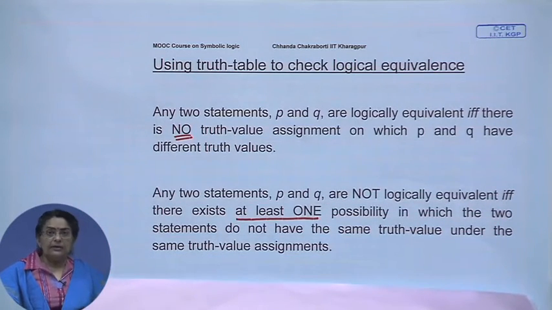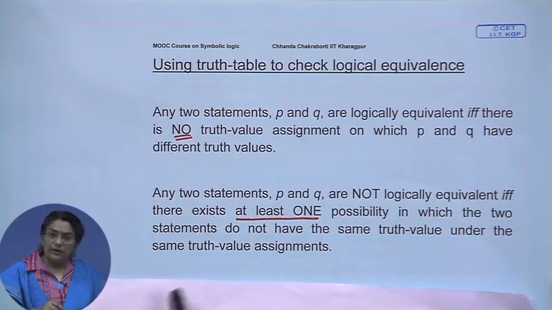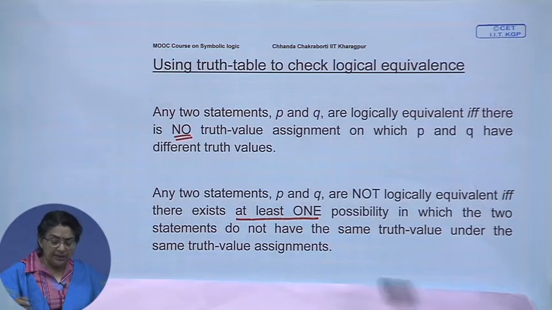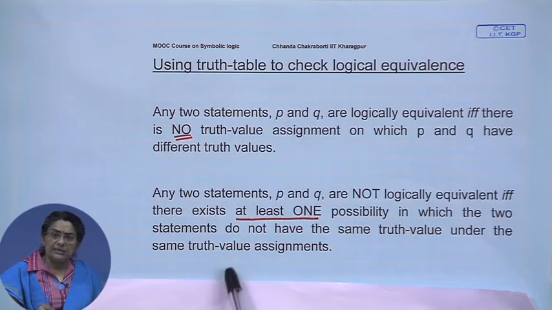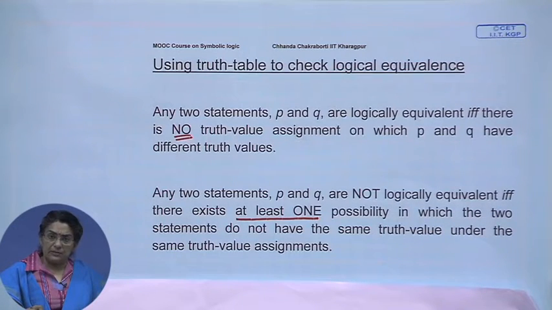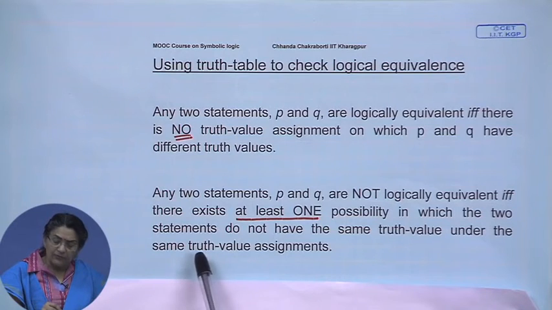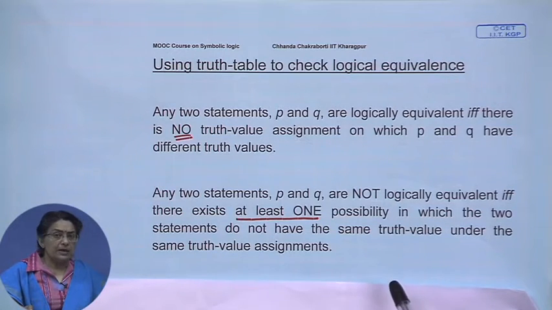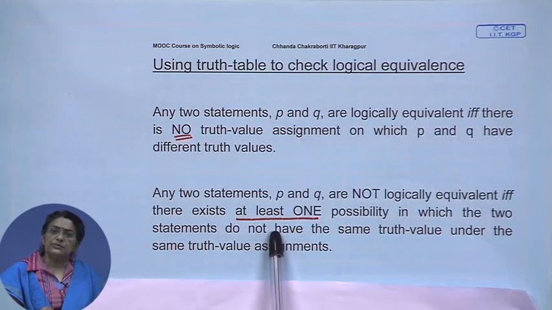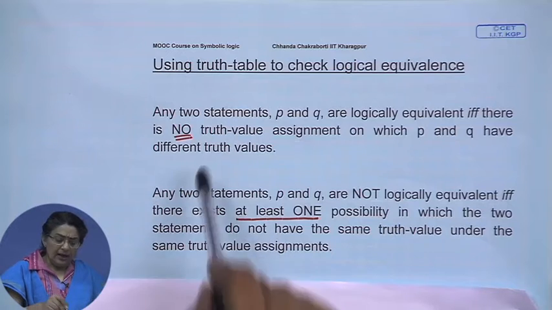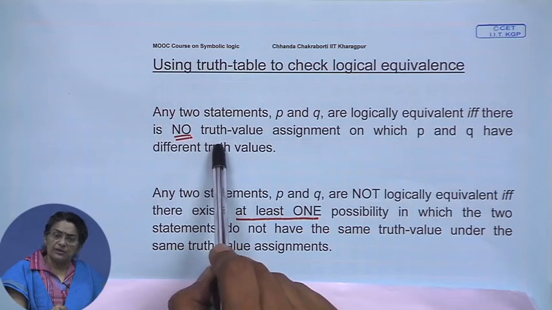On the other hand, when are they not logically equivalent? The answer is, for any given two statements P and Q, they are not logically equivalent if and only if there exists at least one truth value assignment on which the truth values of P and Q do not match, or are different. How many such possibilities do you need to show? At least one. All right.